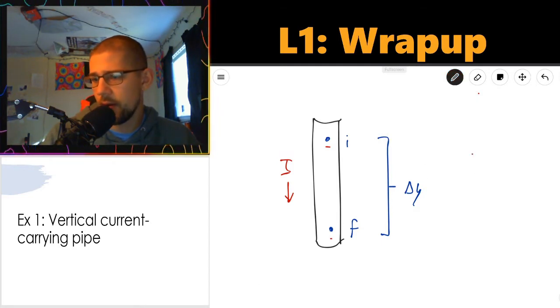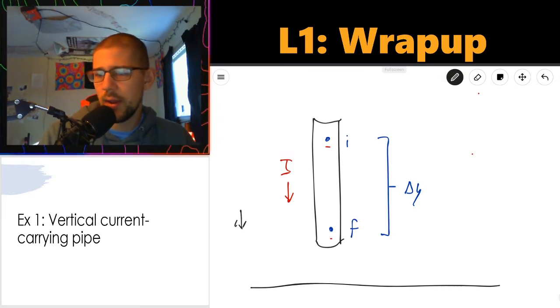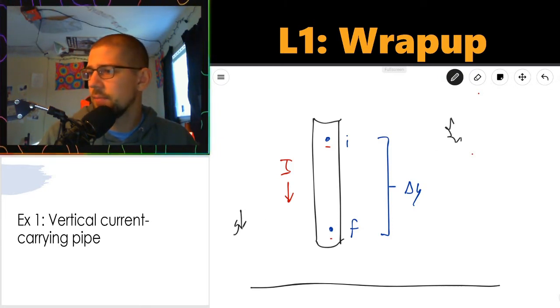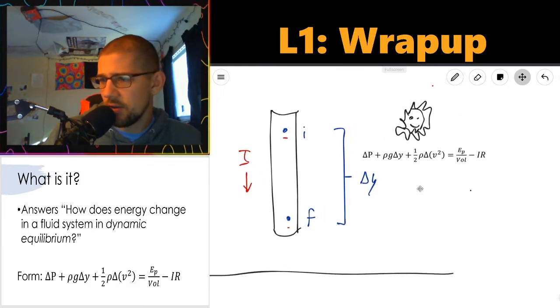The ground is down. There's the ground. And here's gravity pointing downward. We'll put a sun up in the sky. All right, call it a sun, whatever. Okay, so which of my terms are changing in this situation?